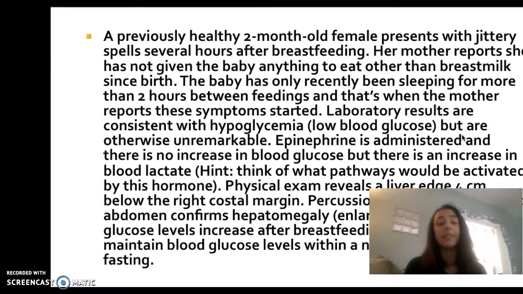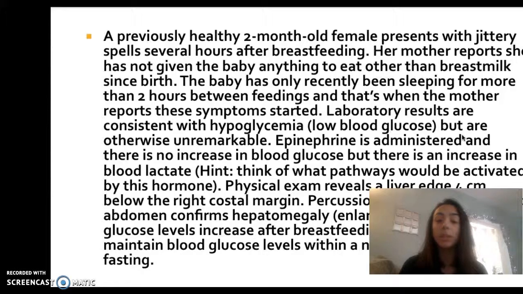The second case I've chosen is case number 4, which is as follows. A previously healthy 2-month-old female presents with jittery spells several hours after breastfeeding. Her mother reports she has not given the baby anything to eat other than breast milk since birth.